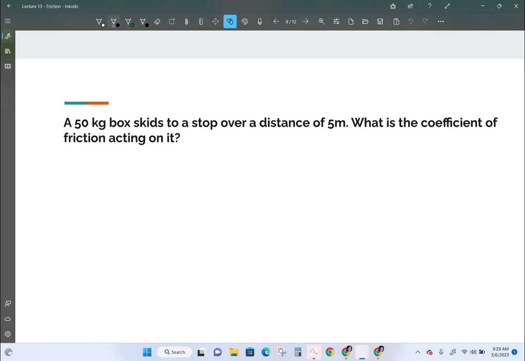All right. So a 50 kilogram box skids to a stop over a distance of 5 meters. What is the coefficient of friction acting on it? So let's just draw a picture of what's going on.